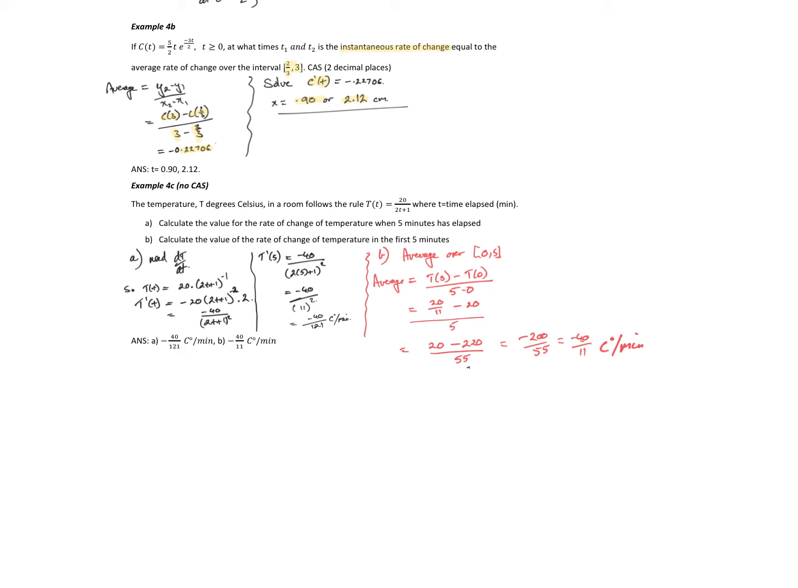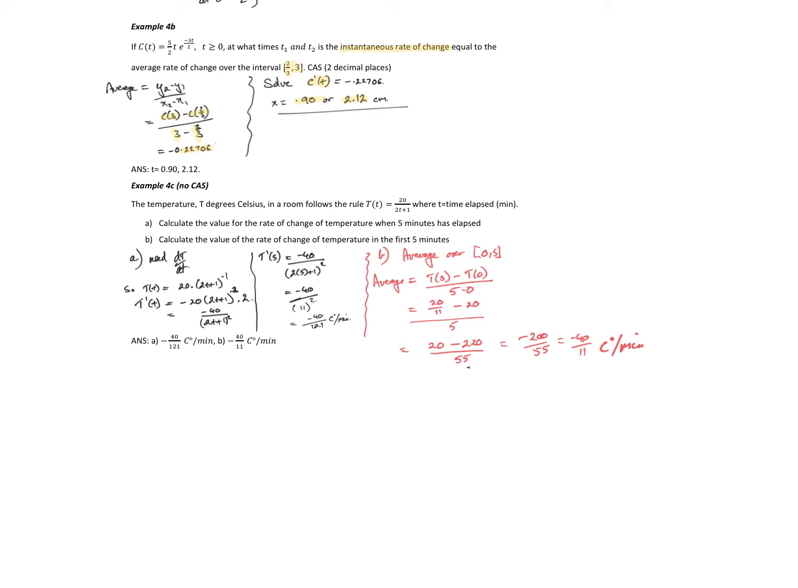All right, this one without a CAS. So the temperature in a room is given by T of t equal to 20 over 2t plus 1, where t is the time elapsed in minutes. All right, so as t increases, my temperature is gradually dropping. So maybe we've turned the heater off. Calculate the value for the rate of change of temperature when 5 minutes has elapsed. Calculate the rate of change at the 5-minute mark.